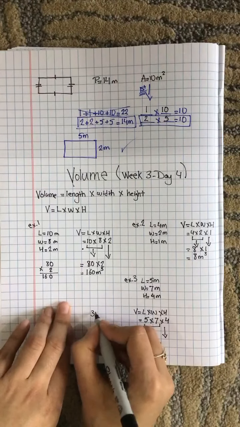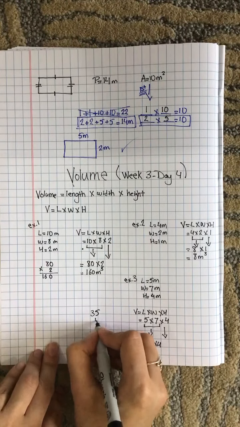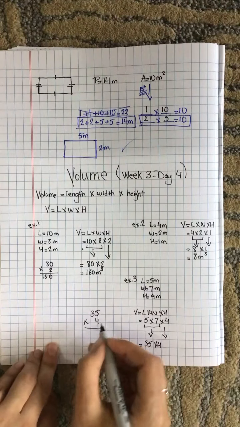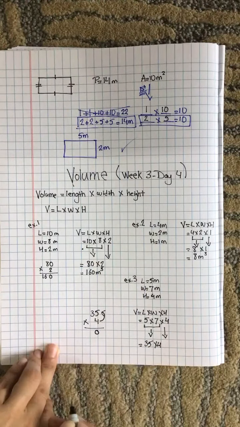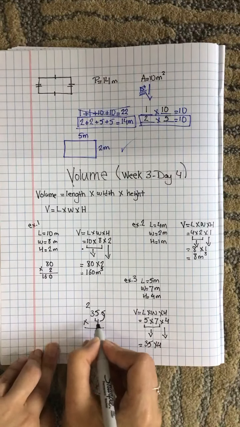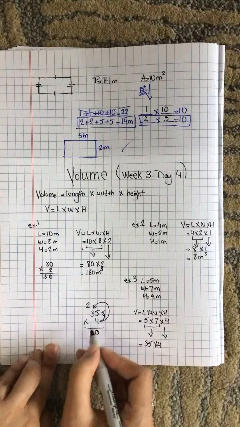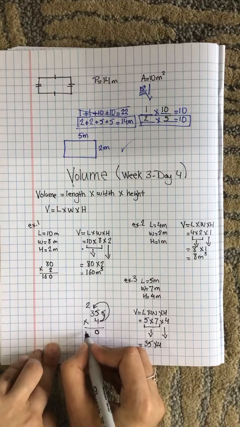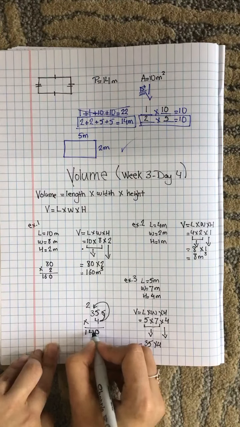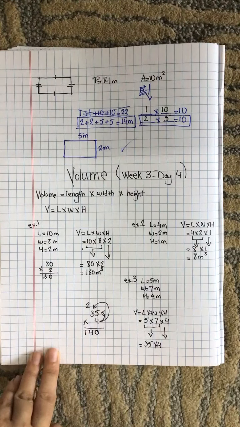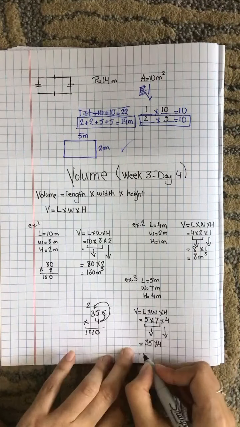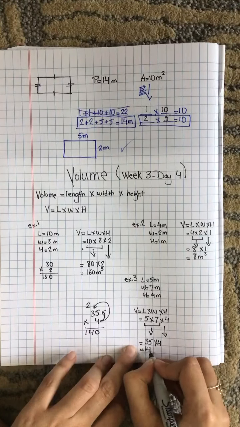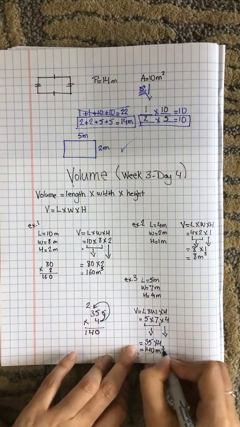So do your traditional multiplication or do lattice, whatever multiplication method you like. Okay, and remember with traditional, you do 4 times 5 first, which is 20. Put the 0 out here, put the 2 here. And then I do 4 times 3. So 4 times 3, 12, plus 2, 14. Then it is 140. So it is equal to 140 meters cubed.